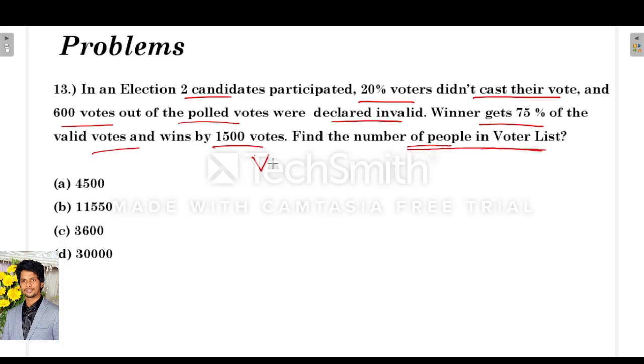Okay. So now they are telling 20% did not cast their vote. It means 80% cast their vote. So those voted are 80%, means 8 by 10 into V. So in this they are telling 600 votes are declared invalid. So out of this 600 are invalid. Therefore valid votes will be 8 by 10 V minus 600.